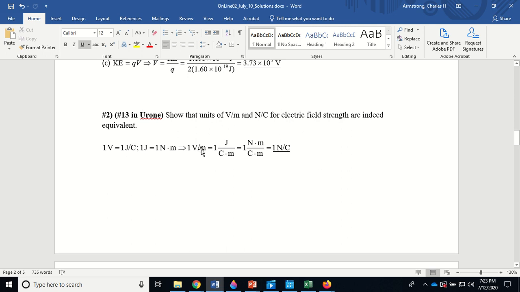So 1 volt per meter equals 1 joule per coulomb per meter. I'm plugging in for the volt: the volt is 1 joule per coulomb, and we've got the meter on the bottom with the coulomb. But a joule is Newton meters, so you have Newton meters for the joule. The meters cancel, and we get Newton per coulomb. So that's how we can show that 1 volt per meter is equal to 1 Newton per coulomb. So you can go back and forth on the units. You're going to get some problems that give you voltages and distances, but then give you the electric field in newtons per coulomb. Just remember that Newton per coulomb is the same as volt per meter, and vice versa.